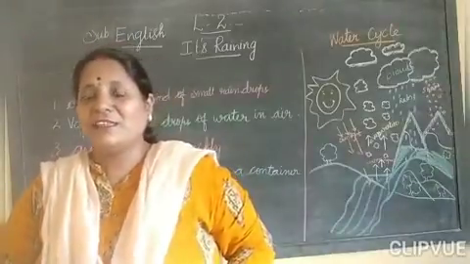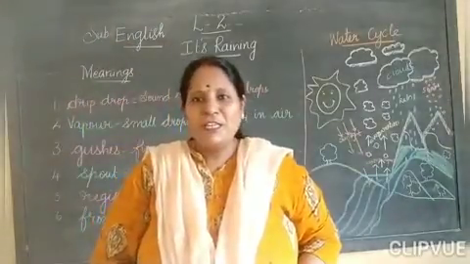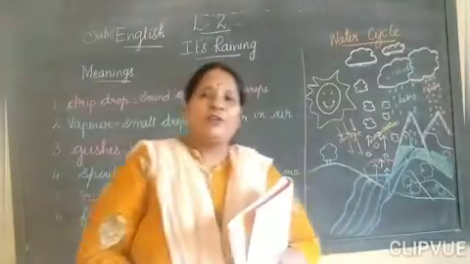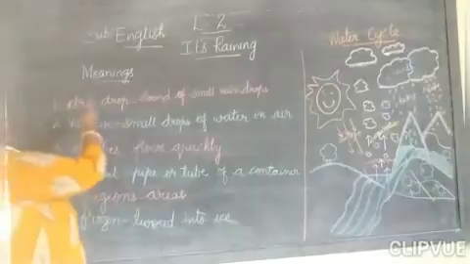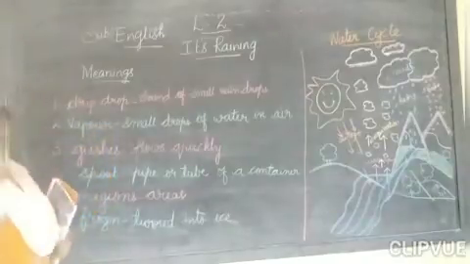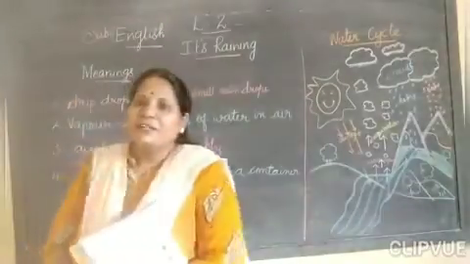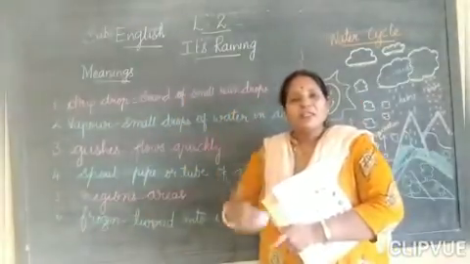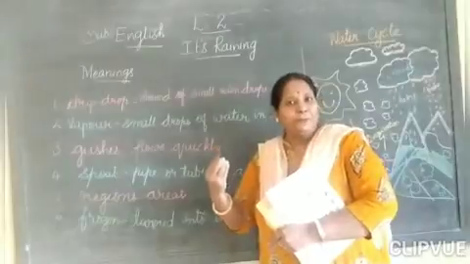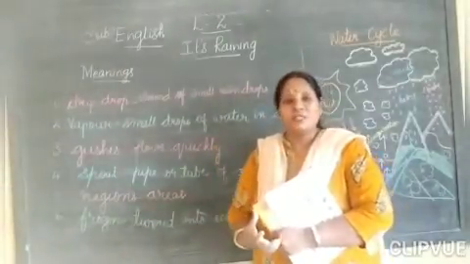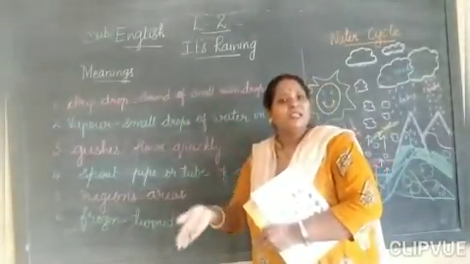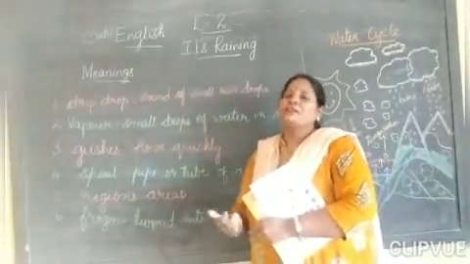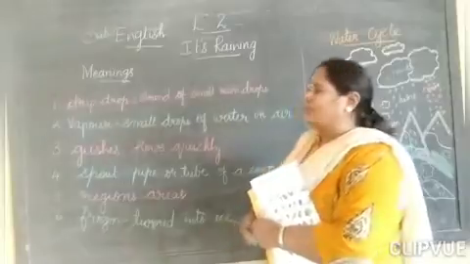Before reading the lesson, we shall learn a few meanings of the hard words in this lesson. Already I have written on the board. First one, drip drop. What do you mean by drip drop? Drip drop means the sound of small raindrops. You can hear the sound drip, drip, drip, drip like that when it is raining outside. When it is raining continuously, you can hear that is the sound of the water which is coming down continuously.